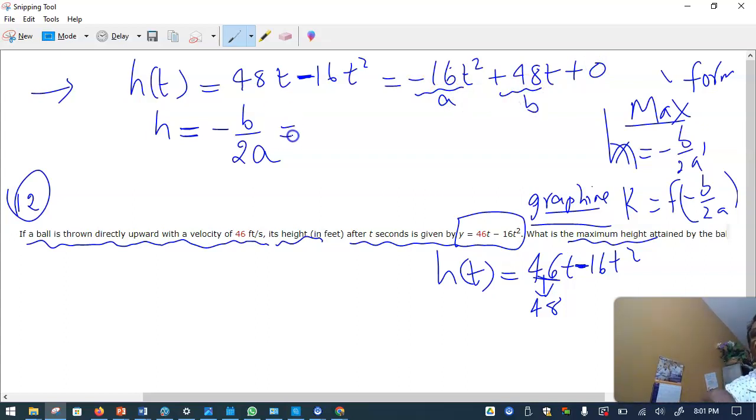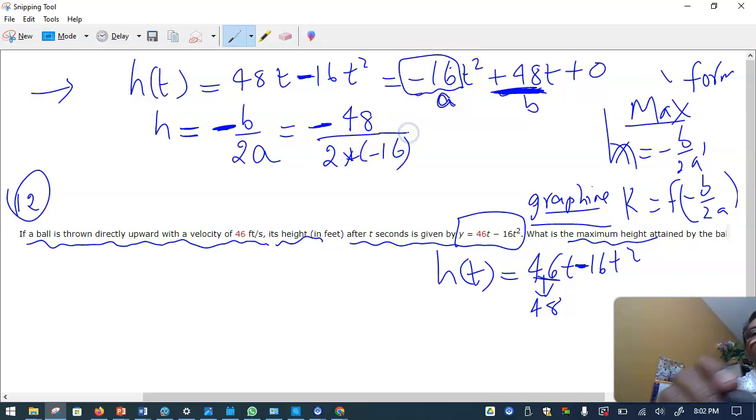So plug it in. What does minus b mean? Opposite of b, right? Now b is plus 48, and the opposite of plus 48 is minus 48. So minus 48, and then divide by 2 times a, and a is minus 16, so minus 16. I'm doing this manually. This 16 divides 3 times. That's why I picked it, because if it is 46 it won't go. There are two negatives, which makes it positive. So you get 48 divided by 32, which is 3 divided by 2, which is 1.5 seconds.